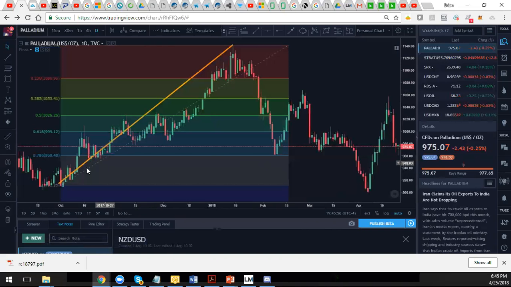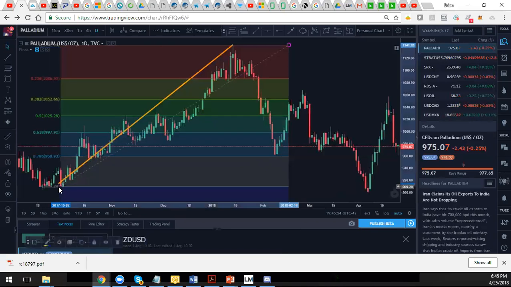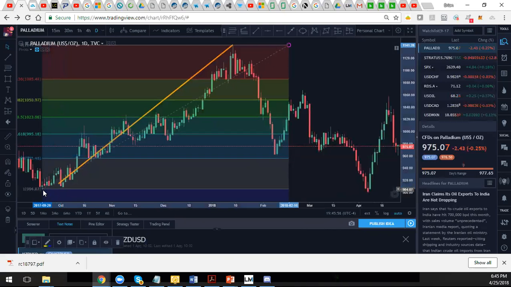But yeah, so that's pretty much how you would draw it. Let's say if you had a swing low, you would just find, and if you had a wick, you want to put it at the very end of that wick.